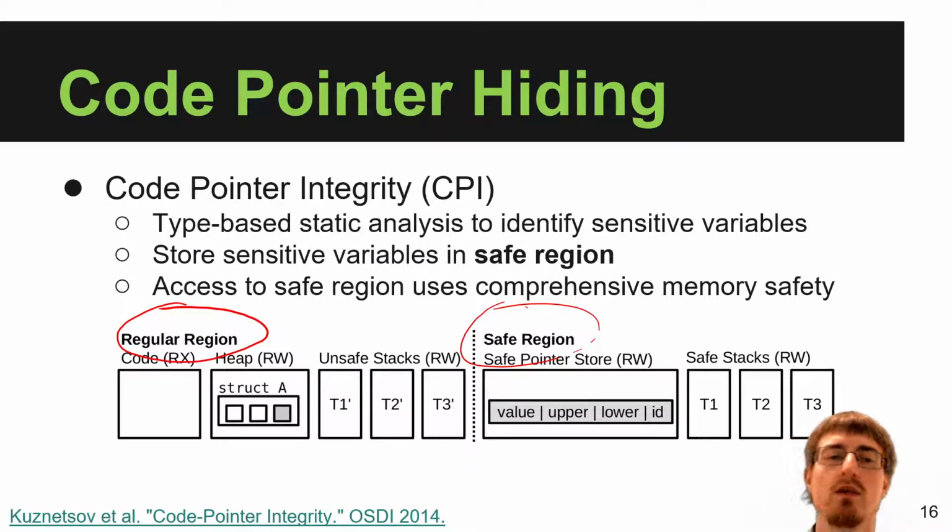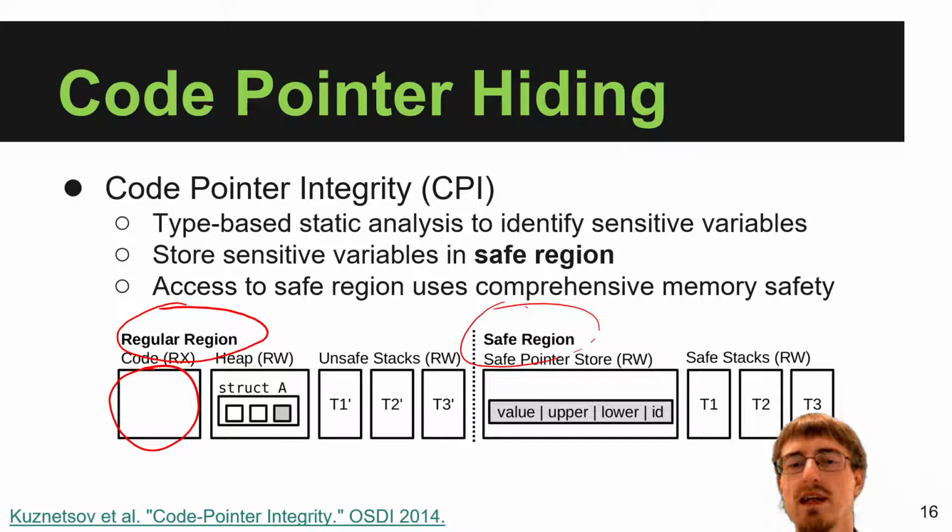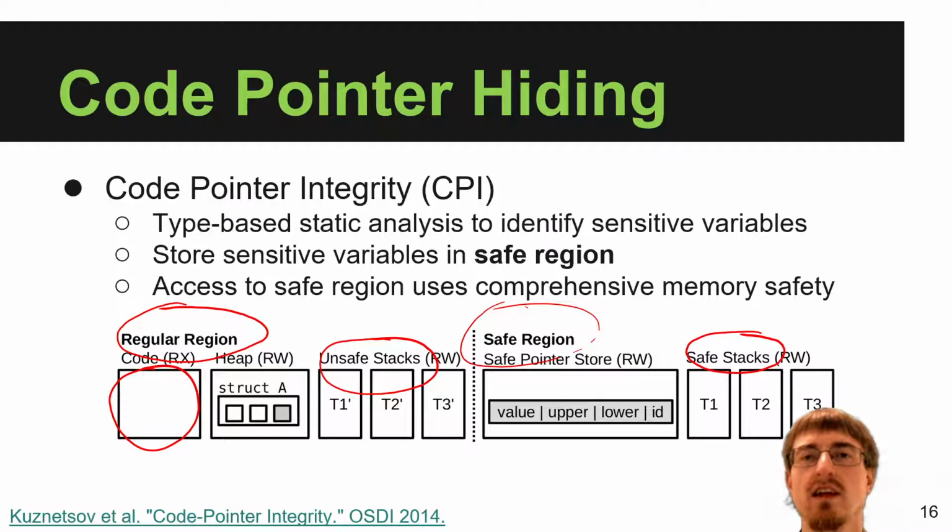Now, of course, only the regular region contains the code, because this is in itself not sensitive, as we cannot change it anyway, right? So the code is in the regular region, but the heap as well as the stack are duplicated. So we have a number of unsafe stacks in the regular region and the safe stacks in the safe region. And now the safe stacks are protected using full memory defenses, and they are the only ones where code pointers are allowed to be stored.